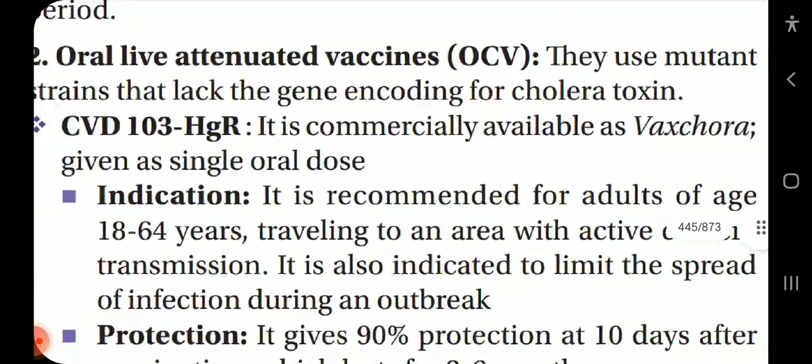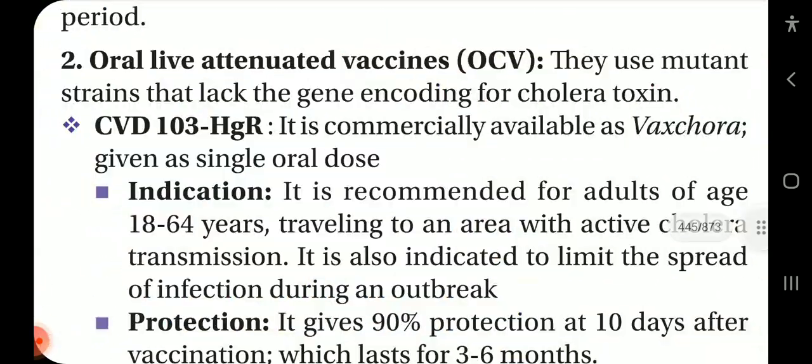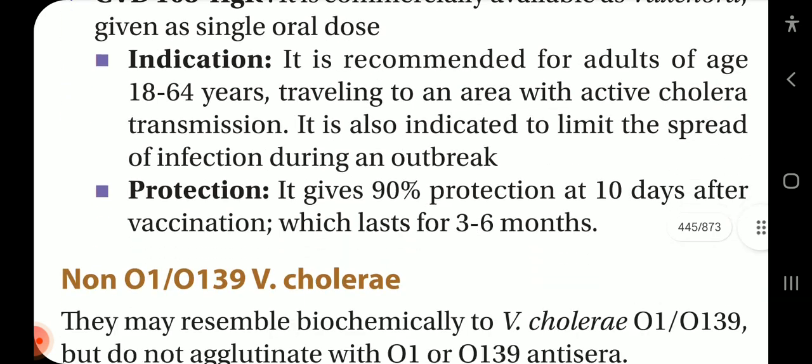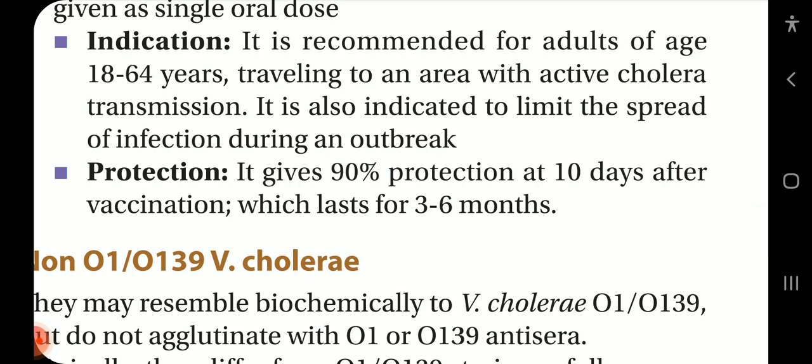Now the second one is the oral live attenuated vaccine. They use mutant strains that lack the gene encoding for cholera toxin. CVD103-HgR is commercially available as Vaxchora, given as a single oral dose. Indication: recommended for adults aged 18 to 64 years traveling to an area with active cholera transmission. It is also indicated to limit the spread of infection during an outbreak.